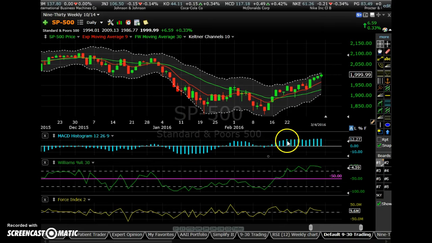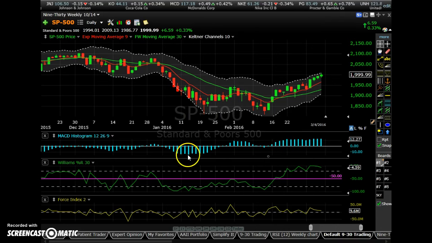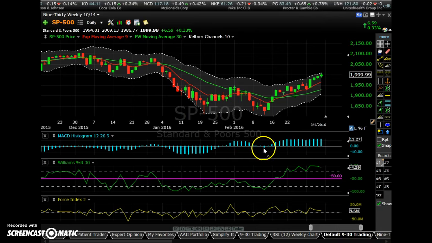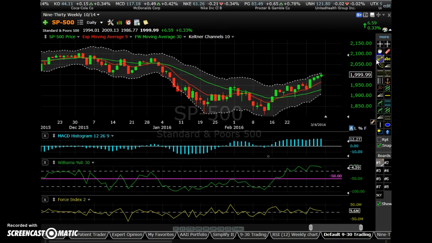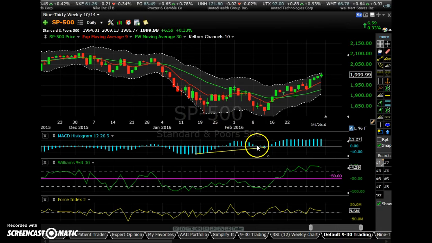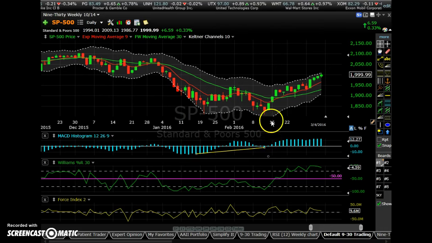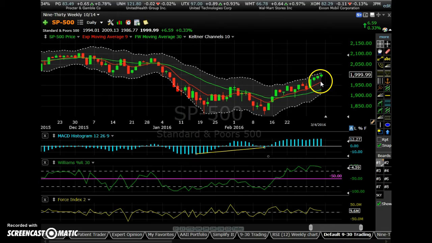MACD is now sitting nicely above the zero line. We had a bullish divergence here. Remember, we can plot that in. We can draw the line in right here. We had a bullish divergence because we had a double bottom and MACD traced a higher low. So that was a bullish divergence, and that materialized in this uptrend. So we have a short-term uptrend.